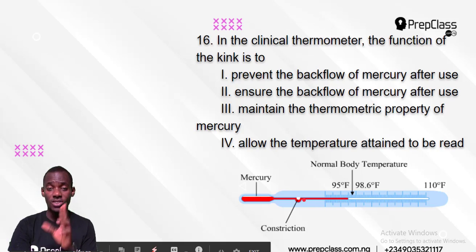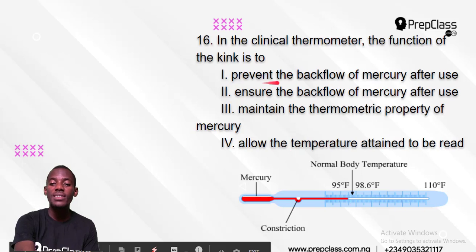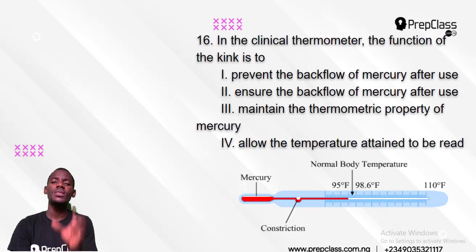But the kink acts as a stopper, so that the mercury will not flow too freely and will not give us challenges with taking temperature. So the function of the kink is, one, to prevent the backward flow of mercury after use. Does it ensure the backward flow of mercury? Does it make mercury flow back? No, it only prevents it from flowing back immediately after use. It takes a while for the mercury to rest back again. So the kink locks it and makes it difficult. If the mercury flows back immediately after use, then you can't take readings. It has to stay for a while before it flows, and that is the work of the constriction, or the kink.